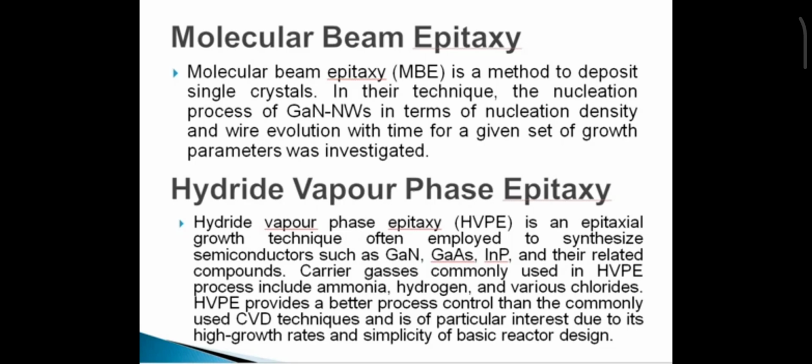Another method is hybrid vapor phase epitaxy. Hybrid vapor phase epitaxy is an epitaxial growth technique often employed to synthesize semiconductors such as gallium nitride, gallium arsenide, indium phosphide, and their related compounds. Hybrid vapor phase epitaxy provides better process control than the commonly used CVD techniques and is of particular interest due to its high growth rates and simplicity of basic reactor design.